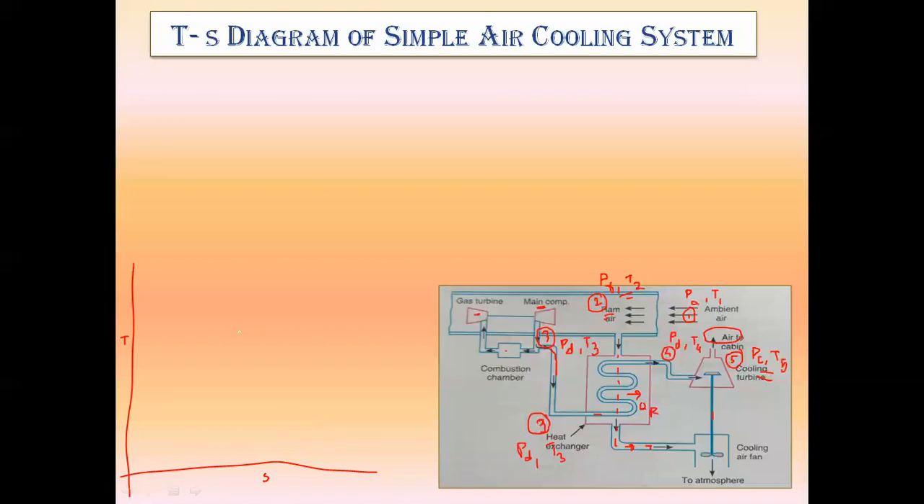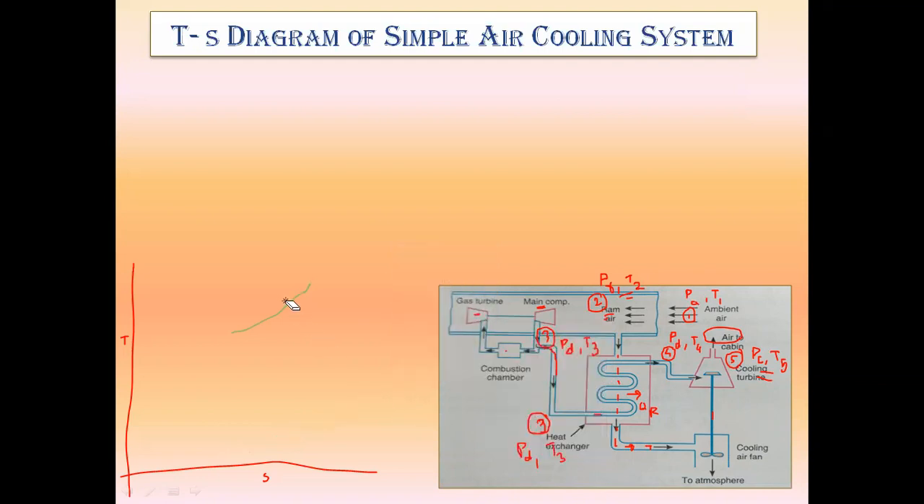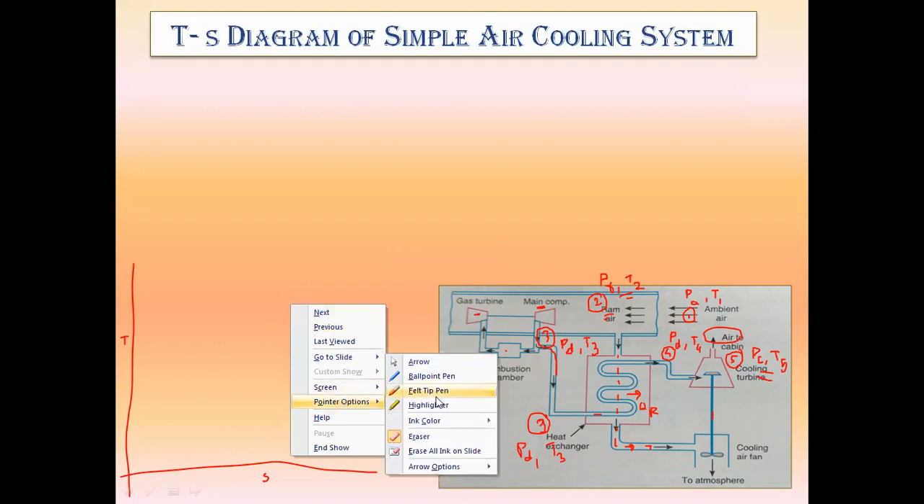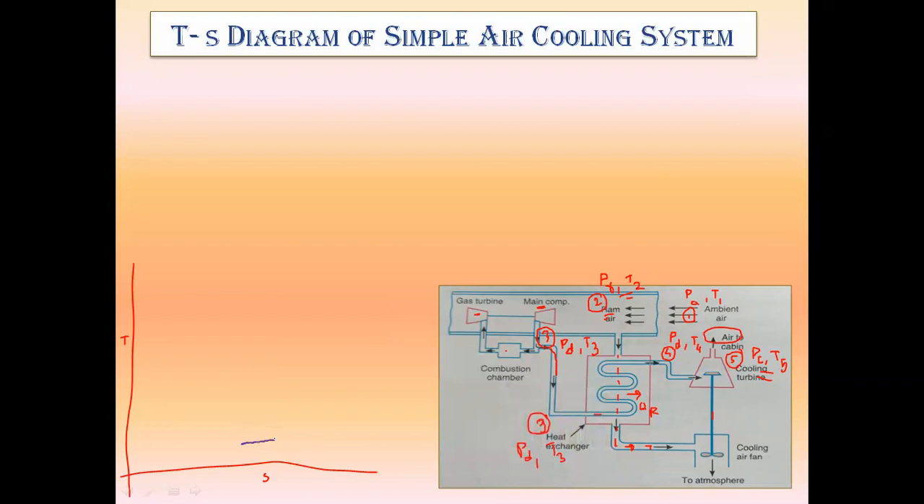I know that a constant pressure line will be like this. So first of all, I will draw the ambient pressure line. Suppose this is the ambient pressure line. Whether this line is visible to everyone, or should I take another color? I'll take another color. Suppose this is the ambient pressure line. On that ambient pressure line, I will take point number 1, which has the temperature T1. So suppose this is my point number 1.